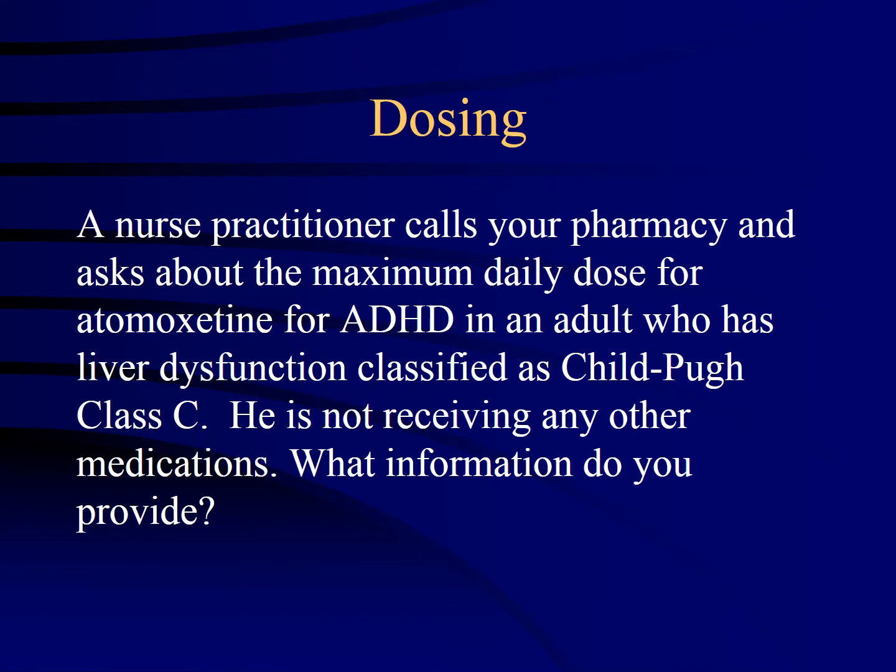A dosing question. A nurse practitioner calls your pharmacy and asks about the maximum daily dose for atomoxetine for ADHD in an adult who has liver dysfunction classified as Child-Pugh Class C. He is not receiving any other medications. What information do you provide?